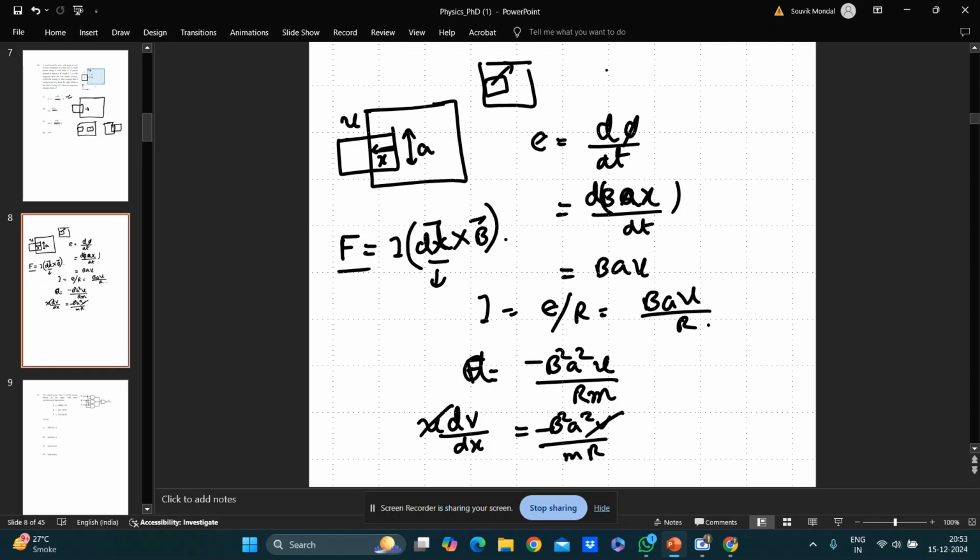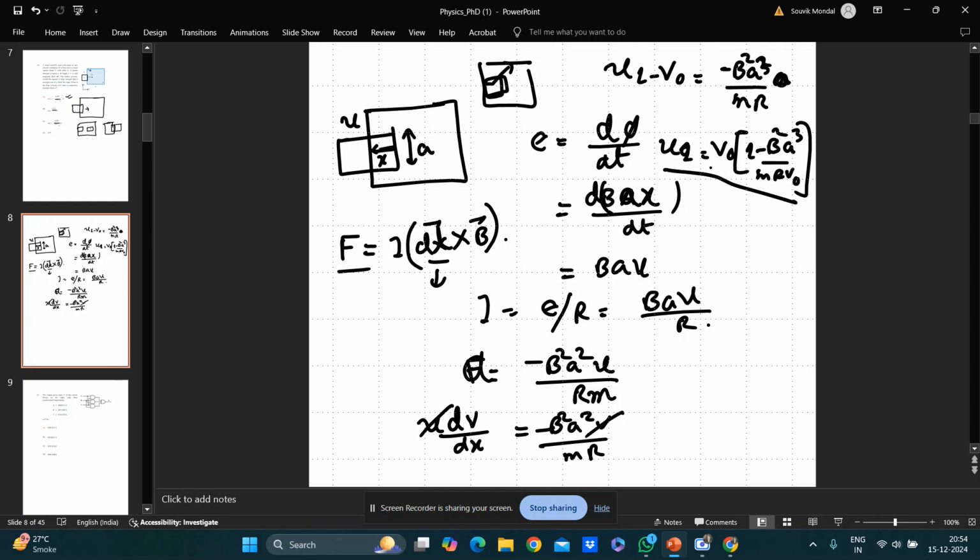Suppose the velocity will be v1 when it completely enters this region. So v1 minus v naught, the initial velocity, is equal to minus B square A square into the distance. Now what is the distance x it has traveled? It has traveled the distance a. So a square into a simply gives a cube. So v1 is equal to v naught into 1 minus B square A cube by m R v naught. This is the first part. After entering this region, this will be the velocity.